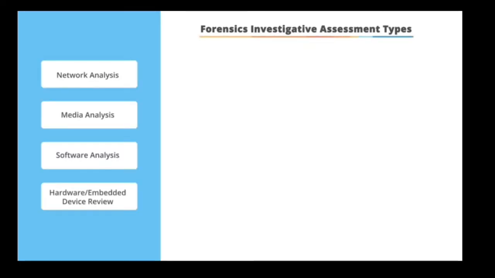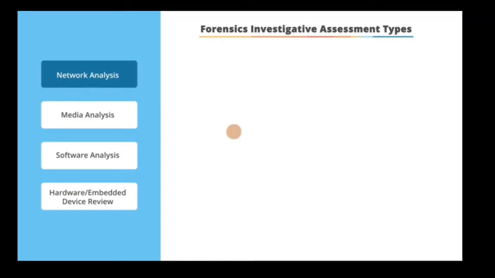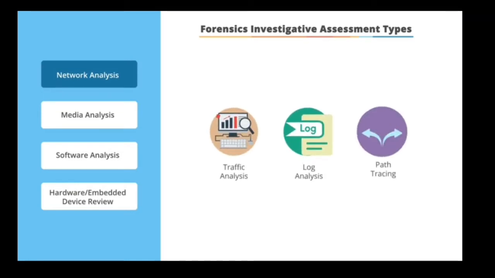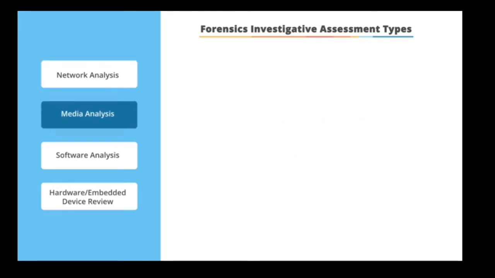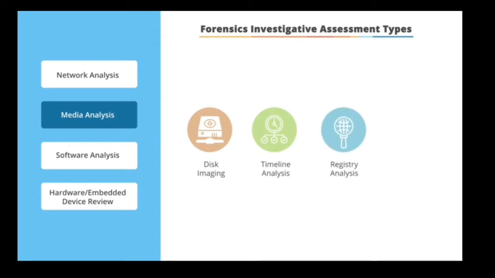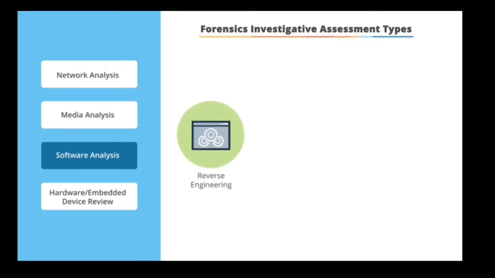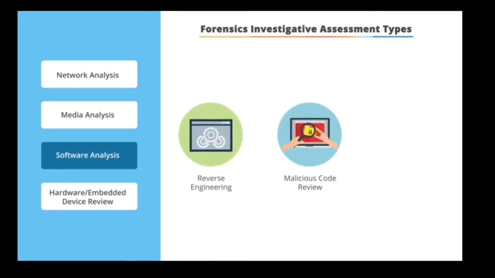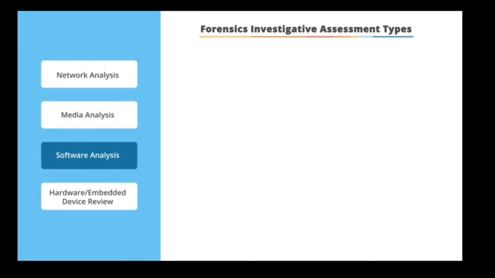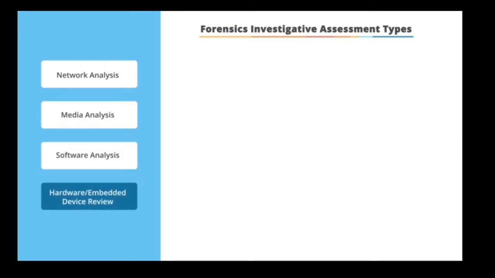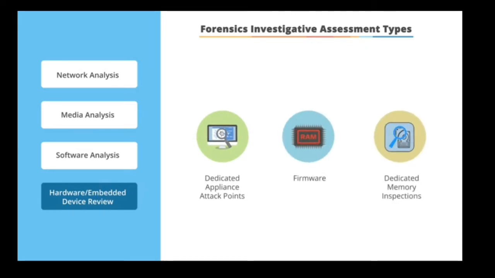Forensics investigative assessment types: network analysis. We're looking at traffic analysis, log analysis, path tracing through the network. Media analysis: we're looking at disk imaging, timeline analysis, registry analysis, and shadow volume analysis. If we're looking at software analysis, we're looking at reverse engineering, malicious code review, and exploit review. Finally, if we're looking at hardware and embedded device review, we're looking at dedicated appliance attack points, firmware and dedicated memory inspections, and embedded operating systems, virtualized software, and hypervisor analysis.